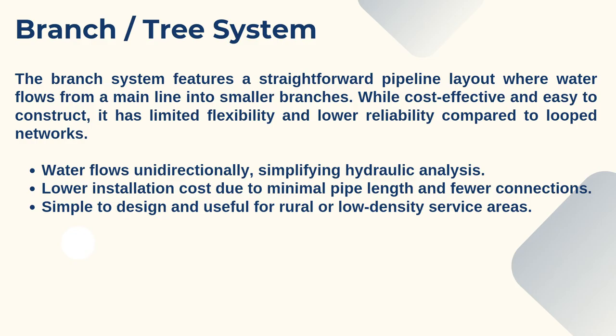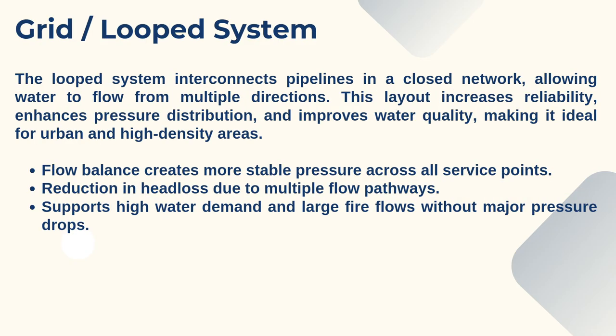Next is the branch or tree system. The branch system features a straightforward pipeline layout where the water flows from the main line into the smaller branches, which is cost effective and easy to construct. It has limited flexibility and lower reliability compared to loop networks. The water flows unidirectionally, which simplifies hydraulic analysis. Next, there is lower installation cost due to minimal pipeline and fewer connections, it is simple to design, and also useful for rural or low density service areas.